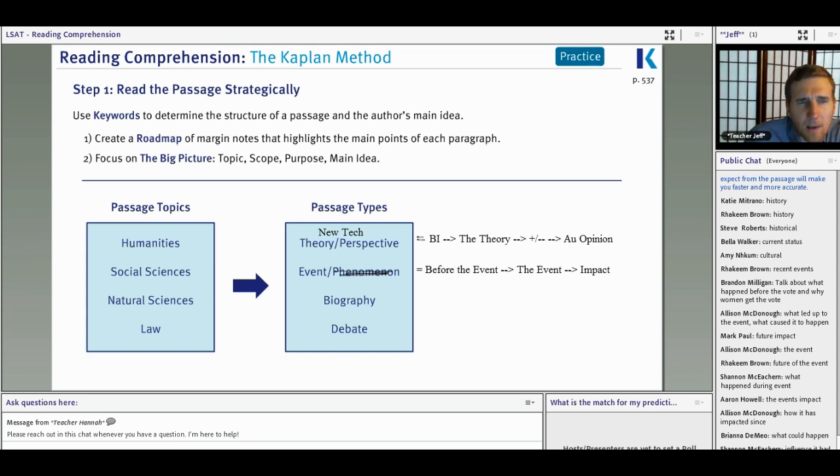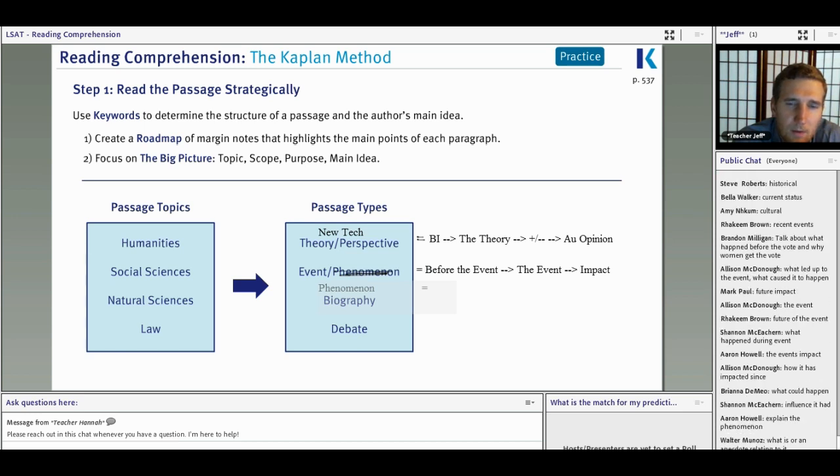Okay, phenomenon. A phenomenon is like a mystery. And we see this happen oftentimes in natural science passages. If there is a phenomenon, how would you structure your essay? What do you think? So, the author proposes a mystery, like the Earth has been having polarity reversals happen more frequently than it used to. How would that essay be structured?